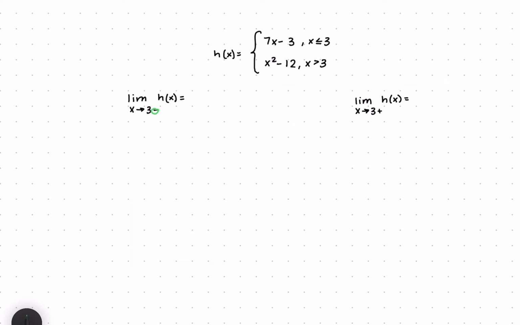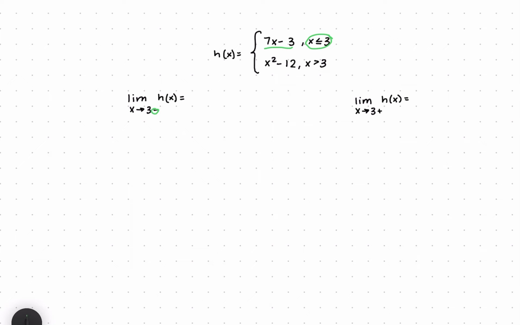To evaluate this limit using only a piecewise function, we want to choose the expression that determines the behavior of the function for the values where x is less than 3, since that kind of simulates approaching the limit from the left side. So the expression representing this is 7x minus 3. As we can see, that's where h of x is defined for the values where x is less than or equal to 3. So now we're just going to directly substitute 3 in for x.